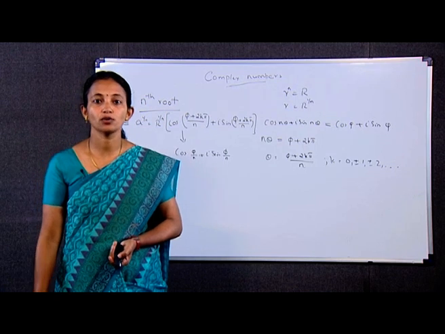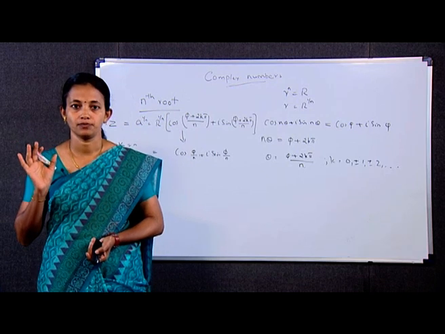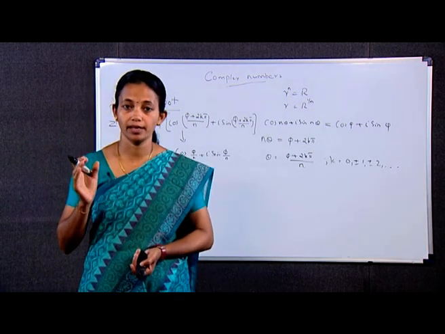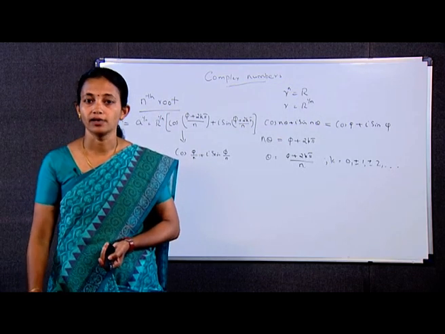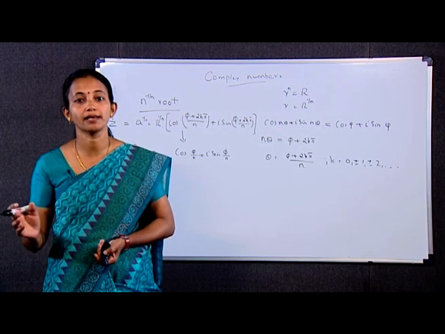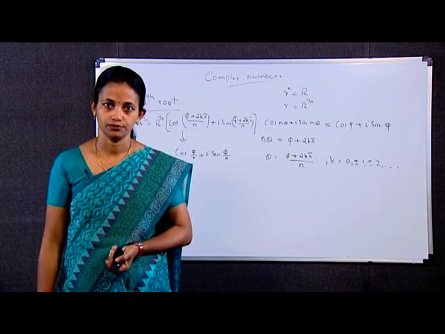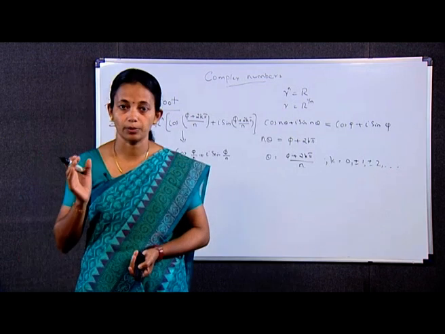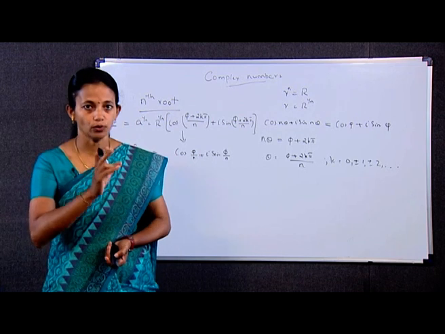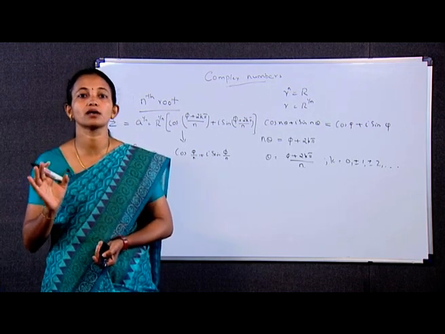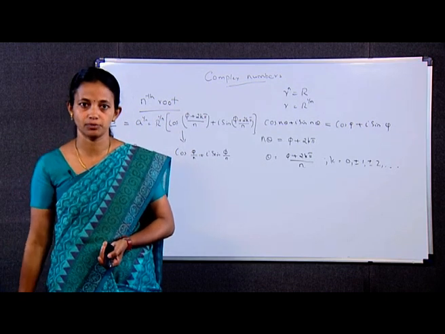Thus, for a non-zero A, there are exactly n distinct complex numbers z, that is, z equal to r raised to 1 by n times cos((phi plus 2k pi) by n) plus i sin((phi plus 2k pi) by n), where k varies from 0 up to n minus 1, such that z raised to n is equal to A. These n values lie on a circle of radius r raised to 1 by n with center at the origin and constitute the vertices of a regular polygon of n sides. This we will illustrate in later examples.